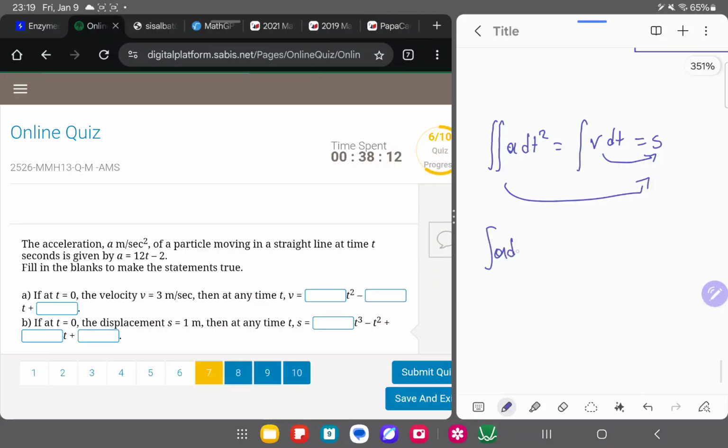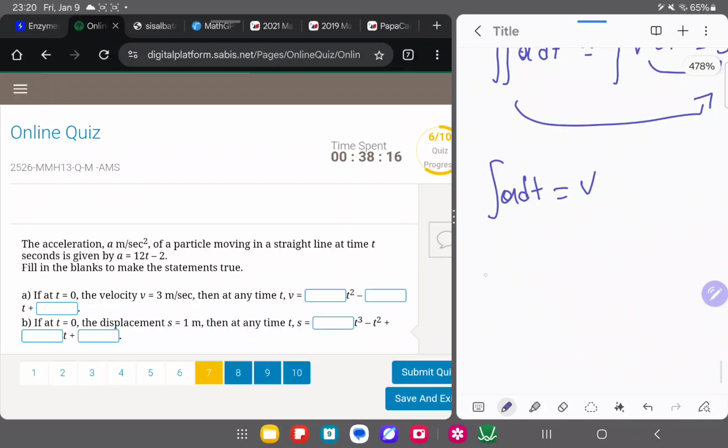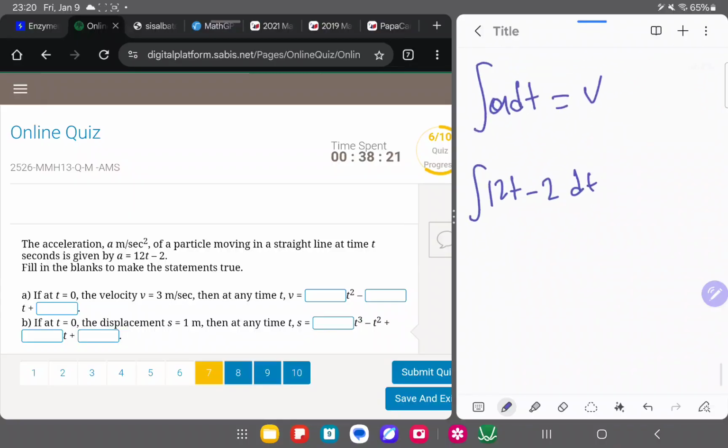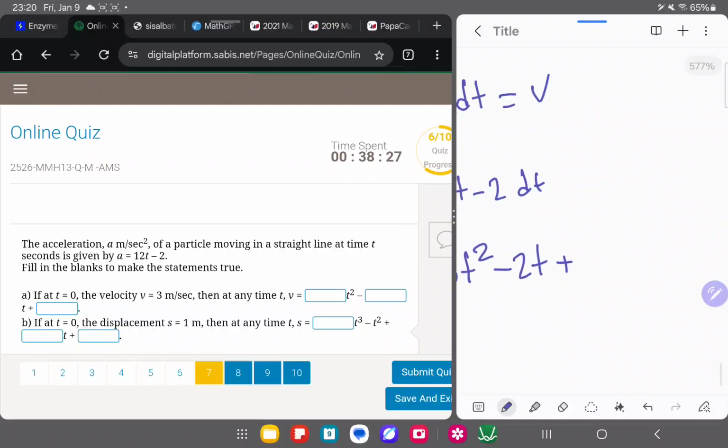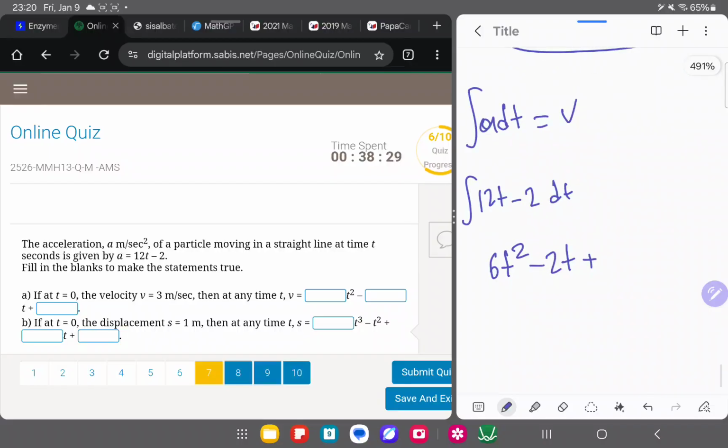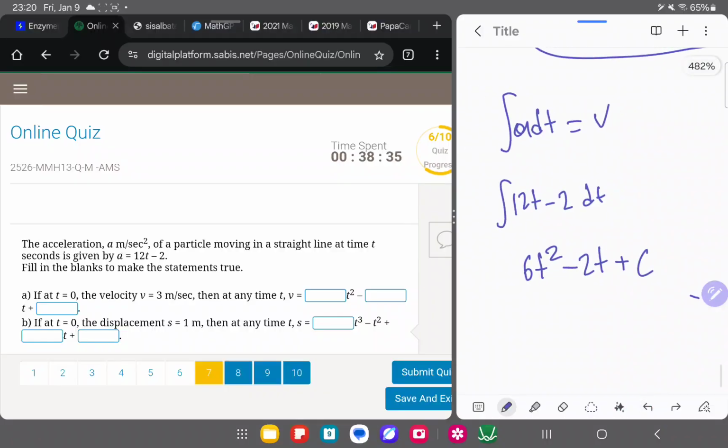The integral of acceleration is equal to velocity. So we'll just integrate 12t minus 2 with respect to t, and then I'll get 6t squared minus 2t plus c. Right now we're not doing mechanics, so we'll keep it simple. This is just our velocity. Our constant c here, normally, I believe, is the initial velocity.